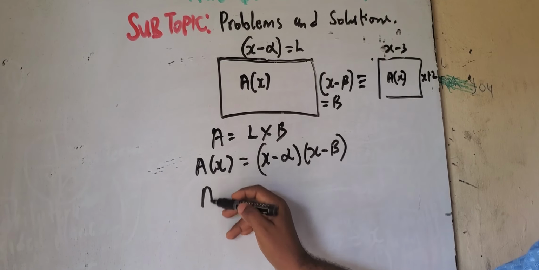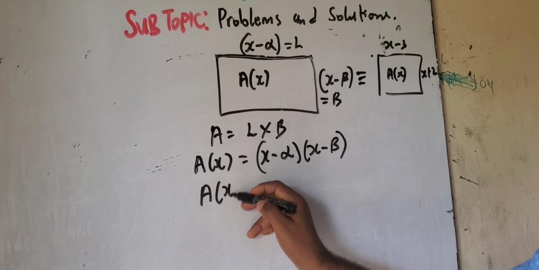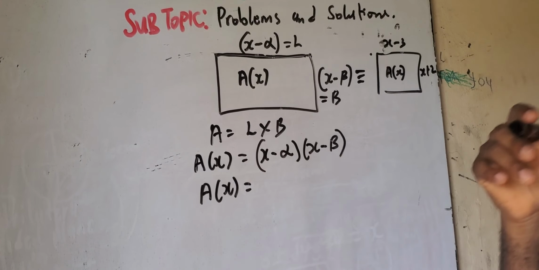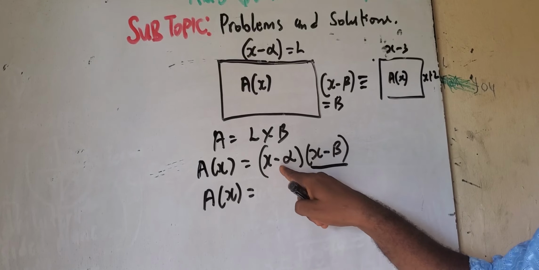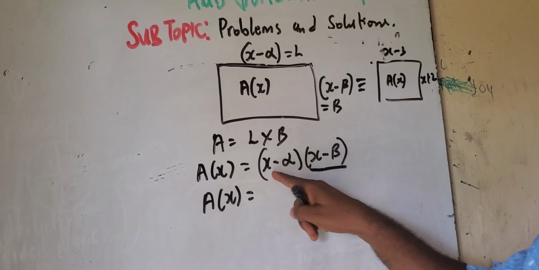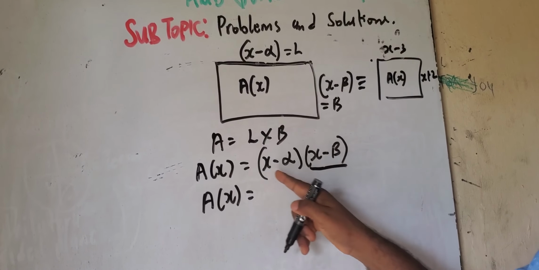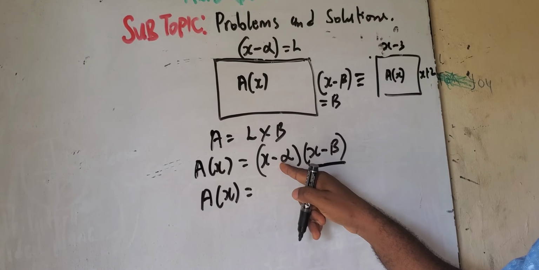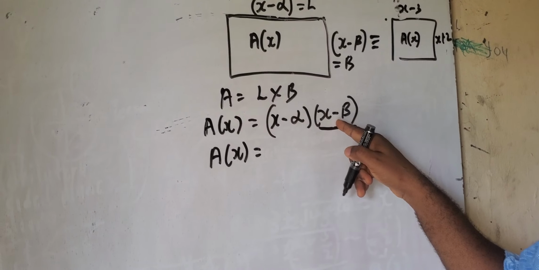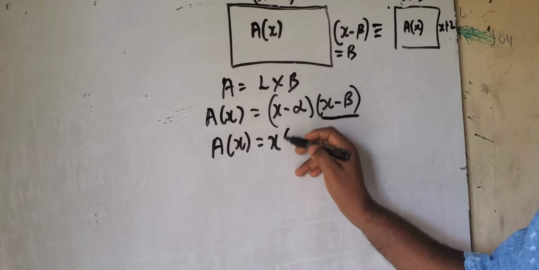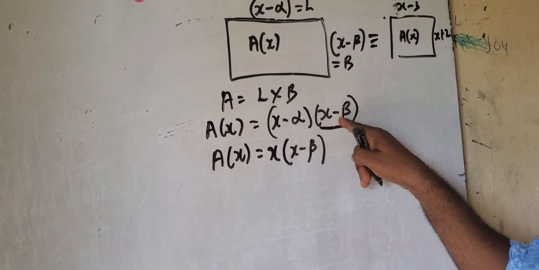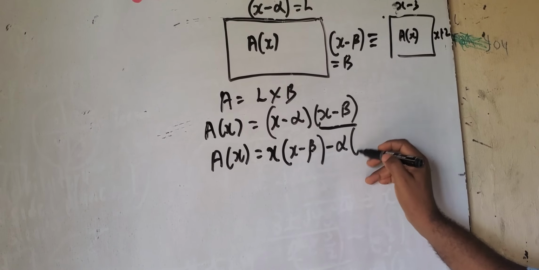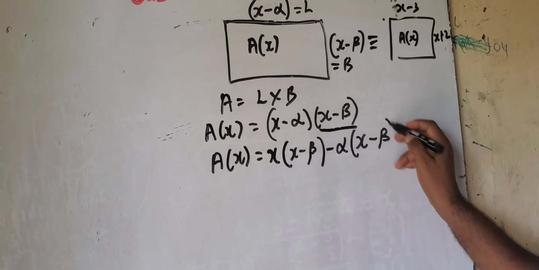Now, I can have A of x is equal to, by opening this bracket, use this x to multiply this bracket here first, then we use minus alpha to multiply this bracket. That's how to open this particular bracket. So I'm starting with this x, then I will use minus alpha to open this bracket. Let's start with x. x times bracket. So you put whatever is inside the bracket there. You now say minus alpha times bracket, minus alpha times whatever is inside this bracket.